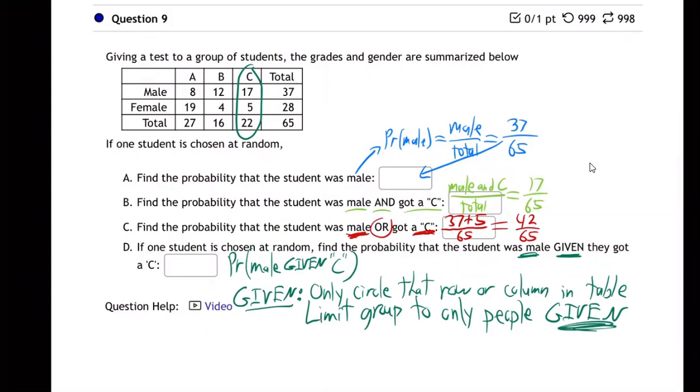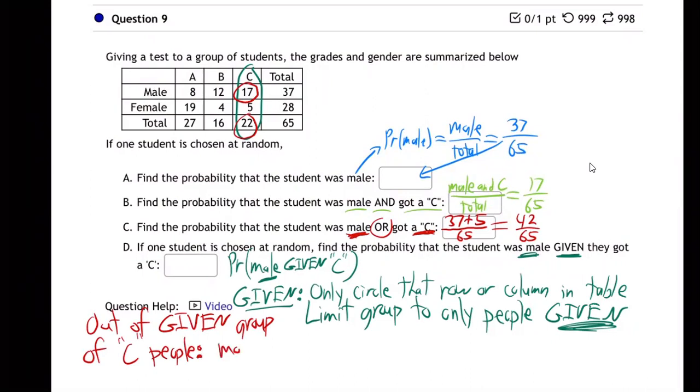All right, with all that said, what's the chance of getting a male? Here's the males out of that group. Out of the given group of C people, we want to know the probability. Probability is going to be how many males out of the total in the given group. And so that's 17 out of 22. There we go. Do you understand?